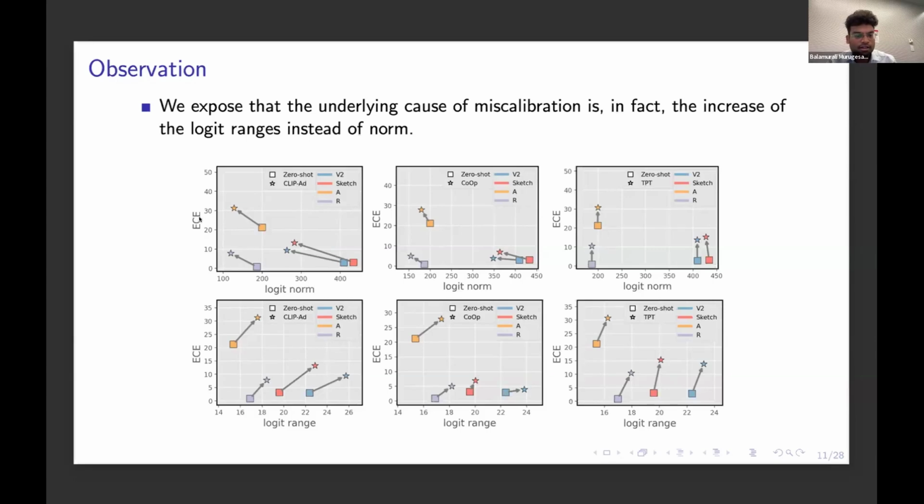You can see that with the increase in logit norm, the ECE doesn't seem to increase. But when there is an increase in logit range, the ECE seems to increase, which means the models are becoming miscalibrated. Whereas logit norm doesn't actually have a direct correlation with calibration error. So that was our key observation, and based on this, we propose our solutions. You can also notice that zero shot is better calibrated compared to the adapted ones.